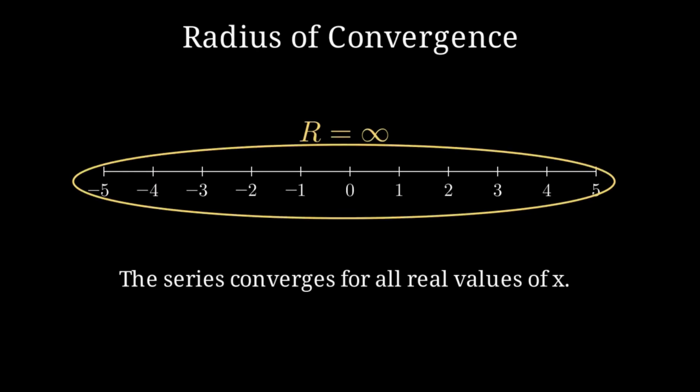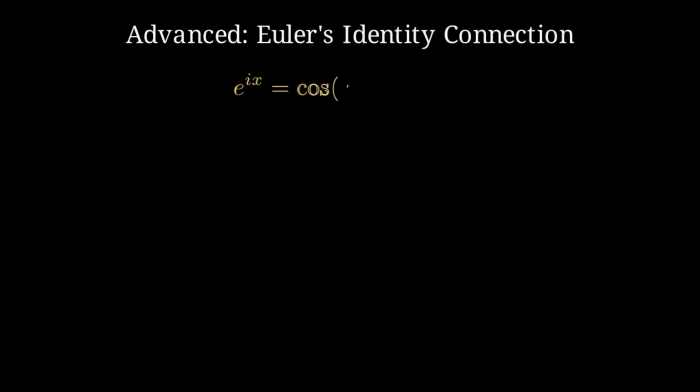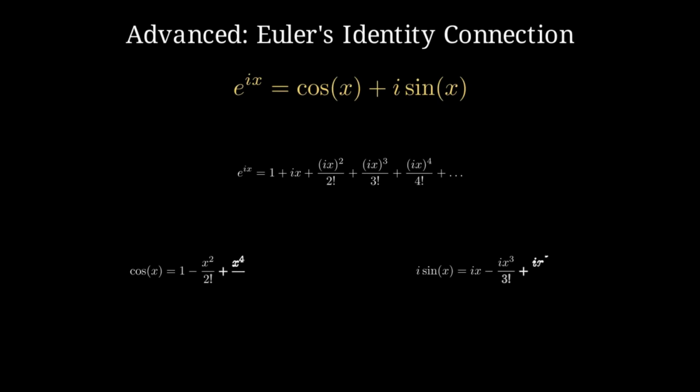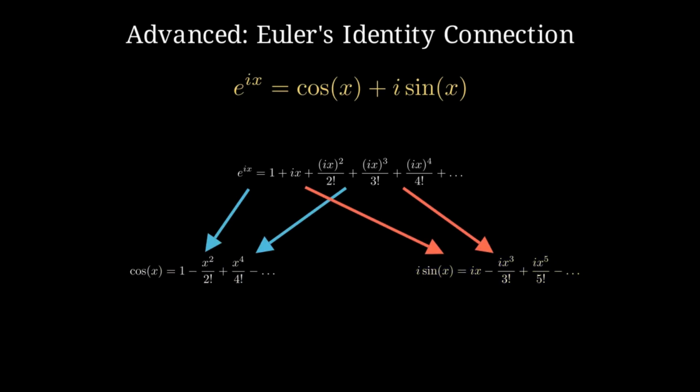Whether you are calculating e to the power of 5 or negative 50, the series will eventually converge to the correct answer. One of the most beautiful applications is proving Euler's identity. By plugging i times x into our exponential Taylor series and separating the real and imaginary parts, we perfectly recreate the Taylor series for cosine and sine. This reveals a deep, hidden link between trigonometry and exponentials.